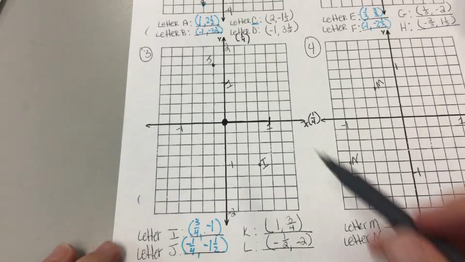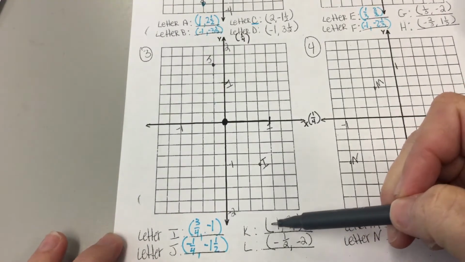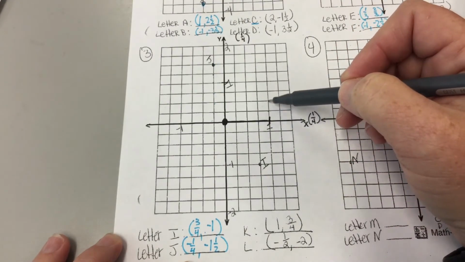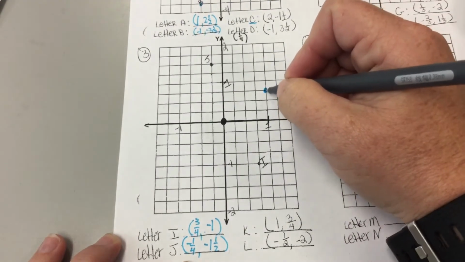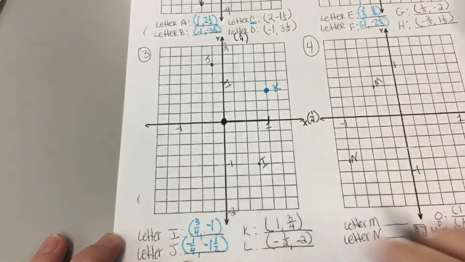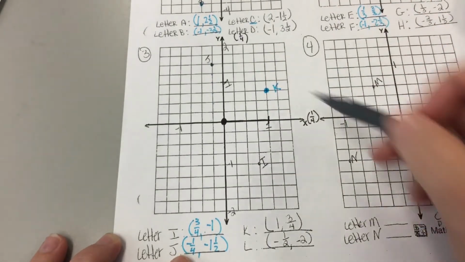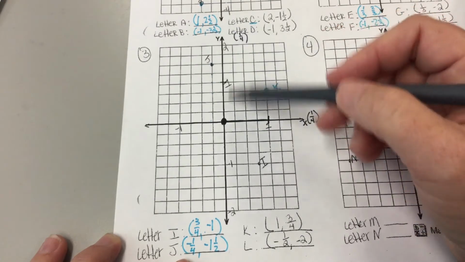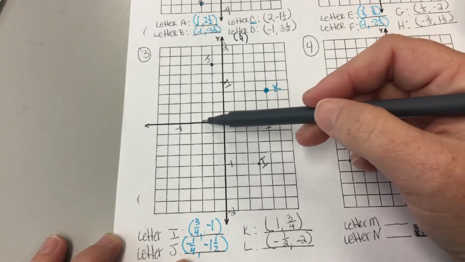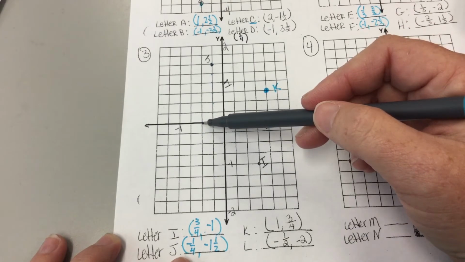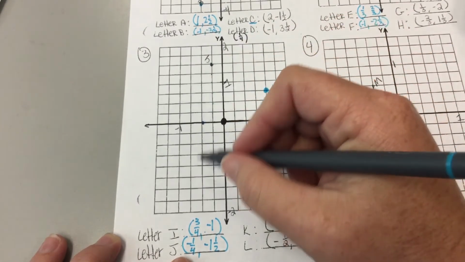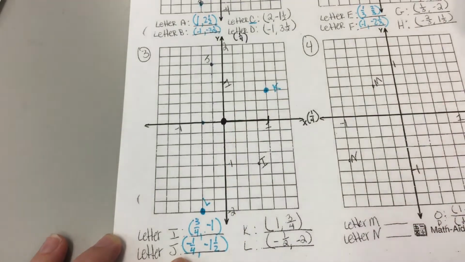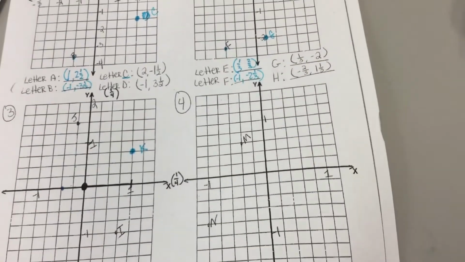All right, let's look here. We've got K is at 1 and 3/4. 1, 2, 3/4, and then I label it. And then L is at -1/2, because remember these are in fourths, so that's 1/4, 2/4, which is 1/2, and then -2, so way down here, and L.